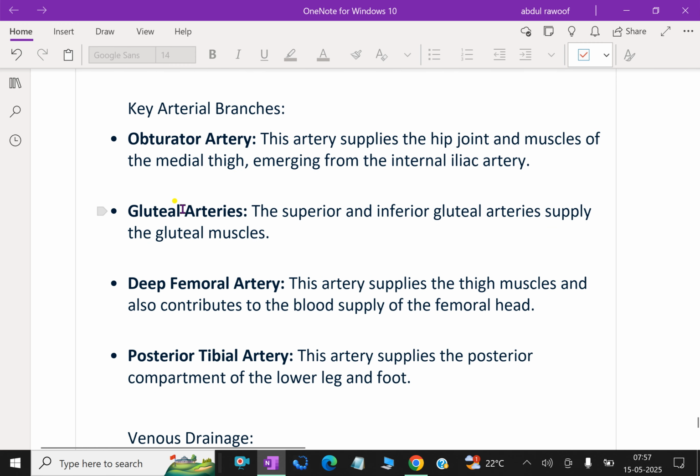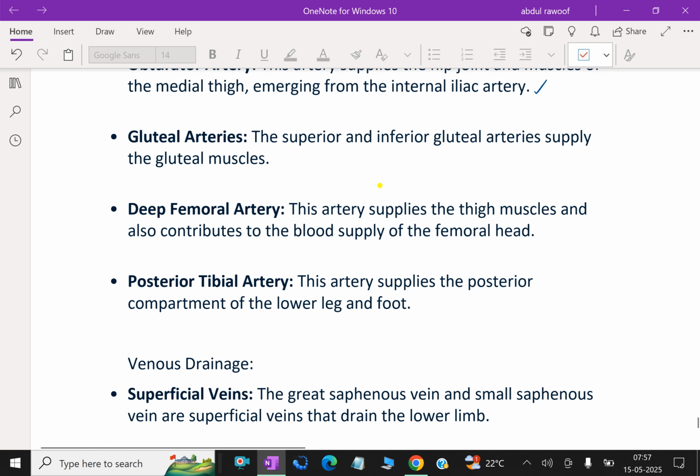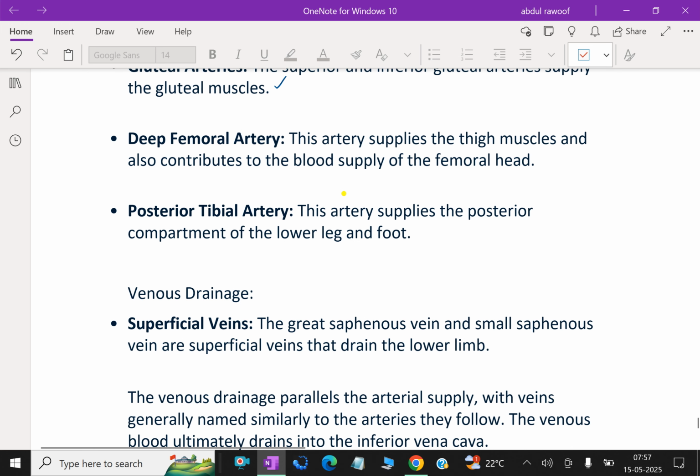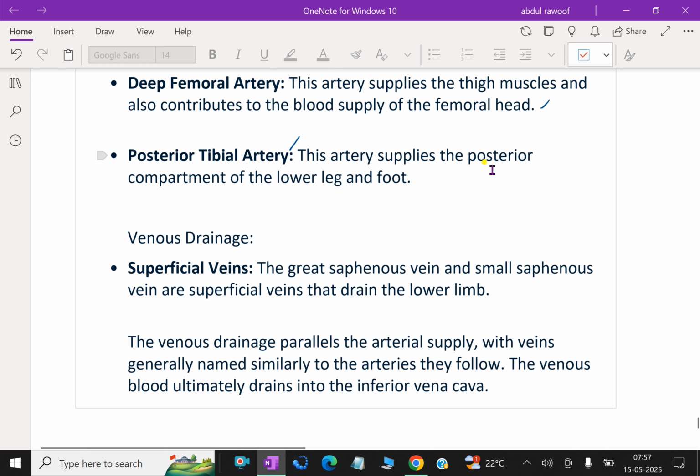Arterial branches. Obturator artery. This artery supplies the hip joint and muscles of the medial thigh, emerging from the internal iliac artery. Gluteal artery. The superior and inferior gluteal arteries supply the gluteal muscles. Deep femoral artery. This artery supplies the thigh muscles and also contributes to the blood supply of the femoral head. Posterior tibial artery. This artery supplies the posterior compartment of the lower leg and foot.